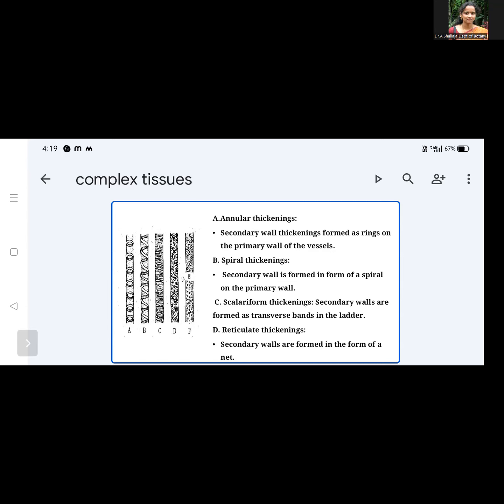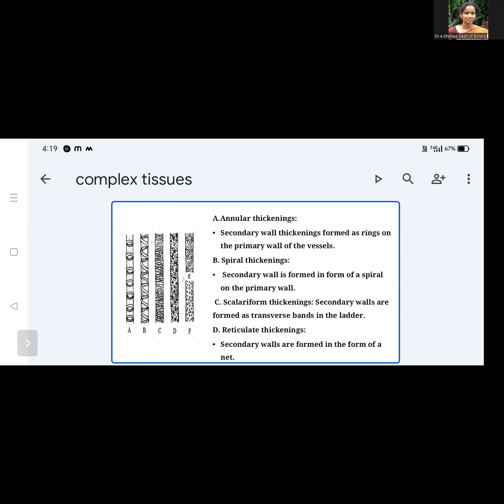Next, spiral thickenings. The secondary wall is formed in the form of a spiral on the primary wall. Spiral means spring-like structure, that is in B. In picture B, you have to observe that spiral thickenings.